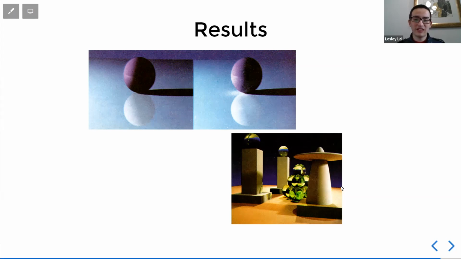And this is probably the most famous picture in the Kajiya paper, where it's used to demonstrate a bunch of interesting light phenomena using path tracing, where we have soft shadows, we have this good-looking refraction, we have ambient occlusion.